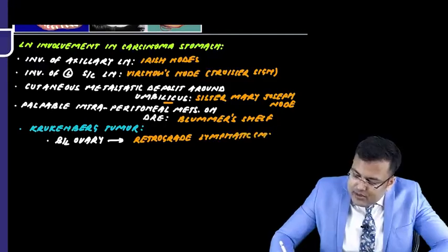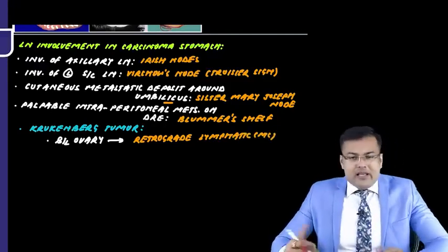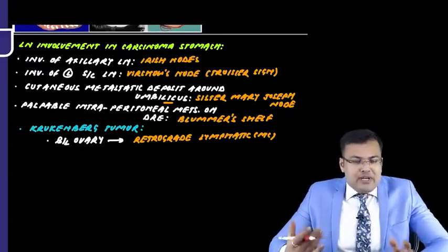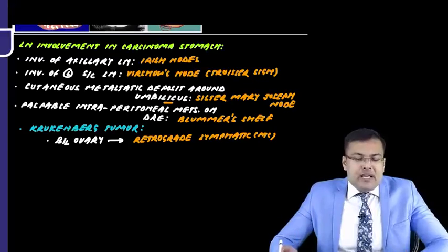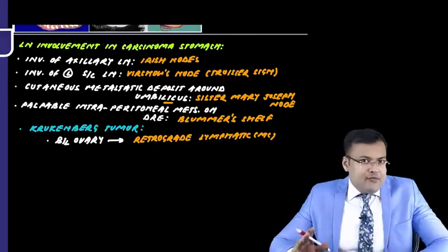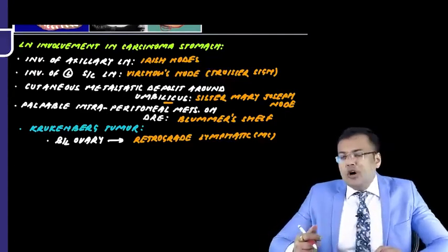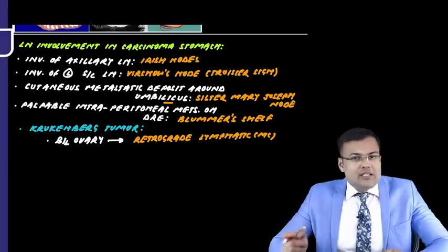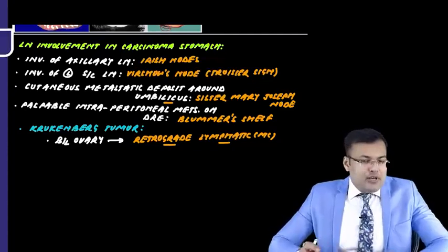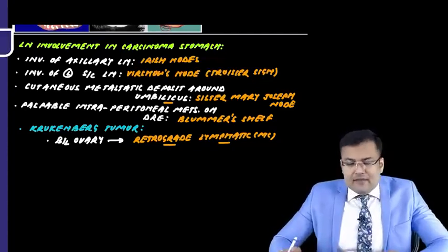The ovaries can also be involved because of transcoelomic transperitoneal route. It can be involved because of hematogenous route, but most commonly it is retrograde lymphatic. You have to be very careful because previously the most common route was thought to be transcoelomic transperitoneal, but at present it is retrograde lymphatic. So for Krukenberg tumor, it is retrograde lymphatic route.